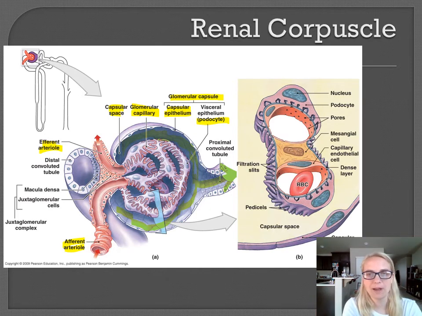We'll see some other stuff happening with that efferent blood once it goes into the peritubular capillaries, but this is the major location of filtration, which we'll be seeing in the physiology conversation on filtration.